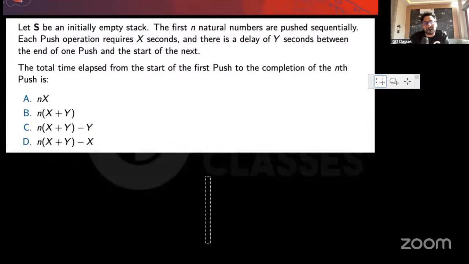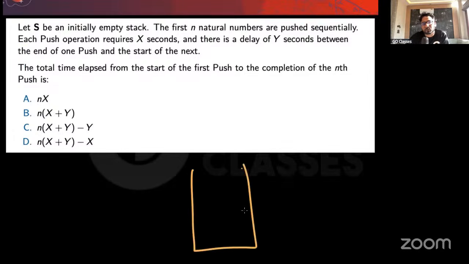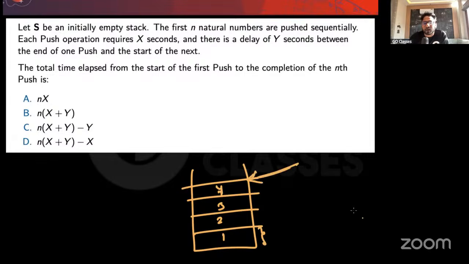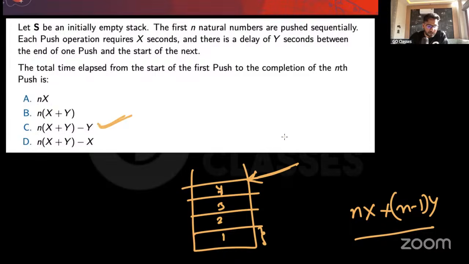So if you are pushing n items, what will happen? If you are pushing n items, then 1, 2, 3, 4, something like this. They are just asking till the end of this. So nx that you have taken for n pushes, plus (n minus 1) y. So basically it is nx plus ny minus y, which means C is the answer. That's also very easy. Understood?